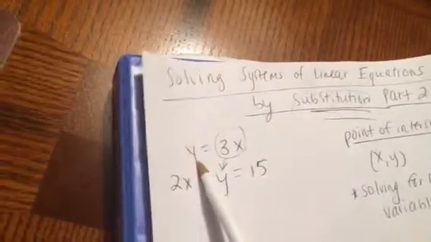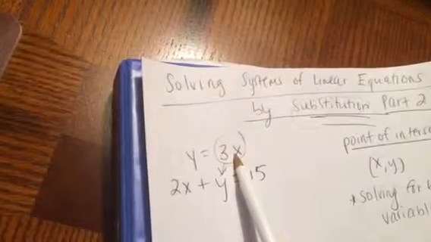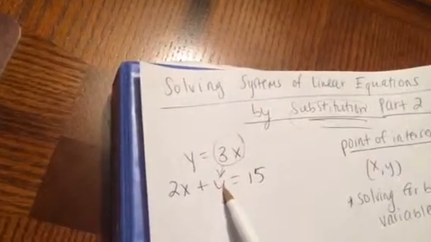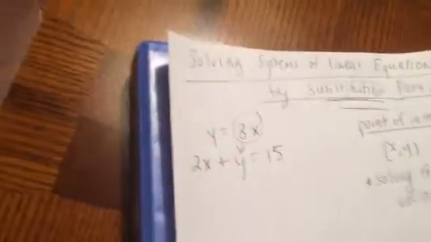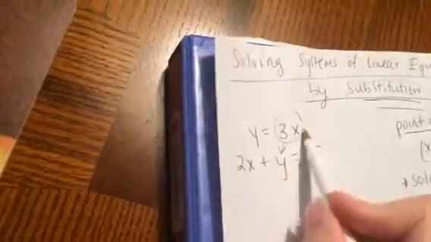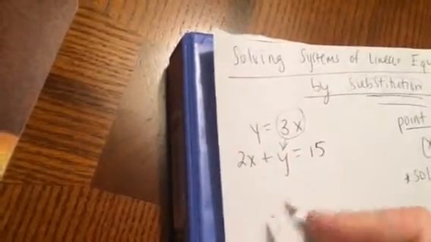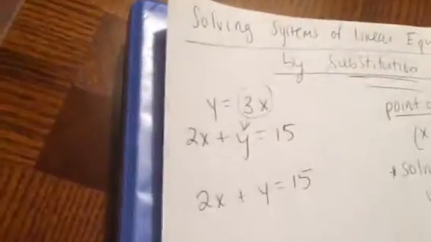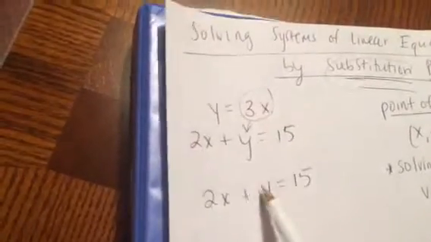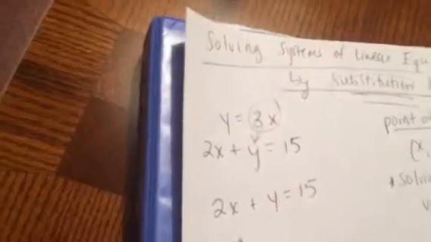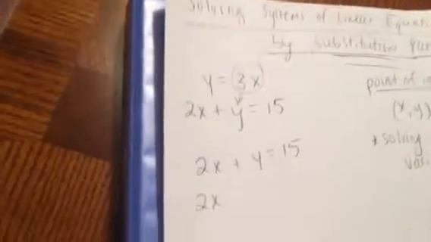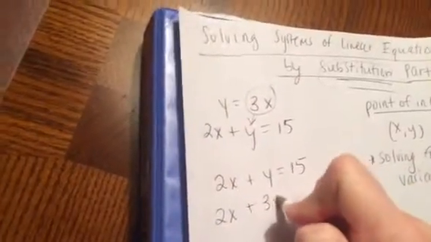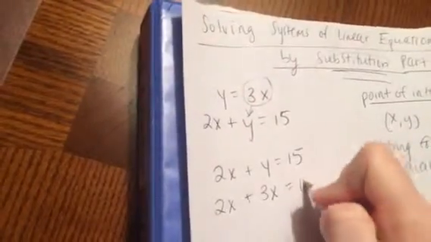Again, we're just looking at y equals 3x. So since y equals 3x and we have a y down here, we can just plug in 3x down here. So let's do that. We're using this equation to plug it into the second equation. So let's recopy the second equation: 2x plus y equals 15. And we know that y equals 3x, so now let's plug in 3x for y. Let me recopy this with the plug-in: 2x plus 3x equals 15.